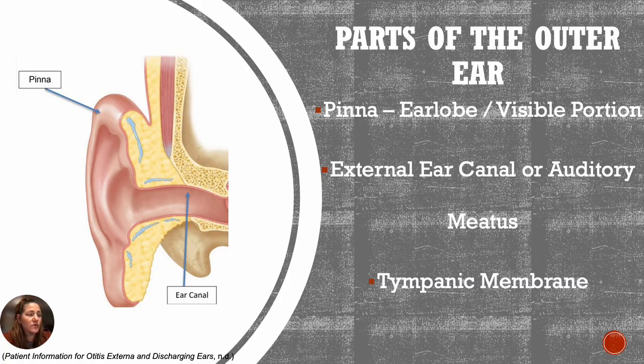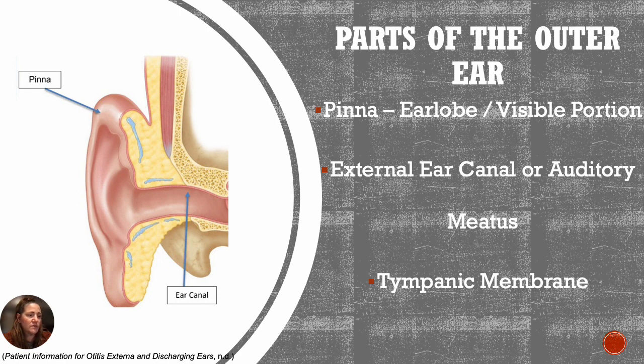The external or visible portion of the outer ear is called the pinna. A lot of us would think of this as the cartilage portion of our ear or part of our earlobe. It is the part that we can physically feel and touch. And then inside we have our ear canal. This is also known as the external auditory canal.